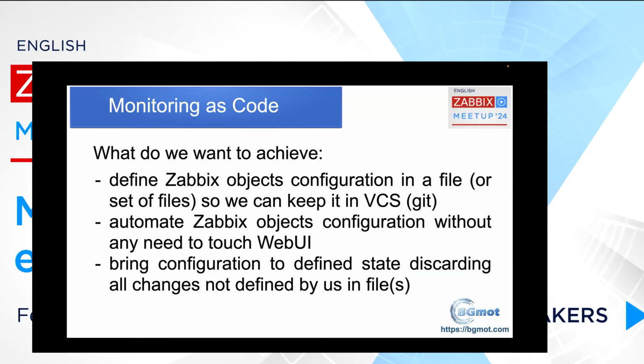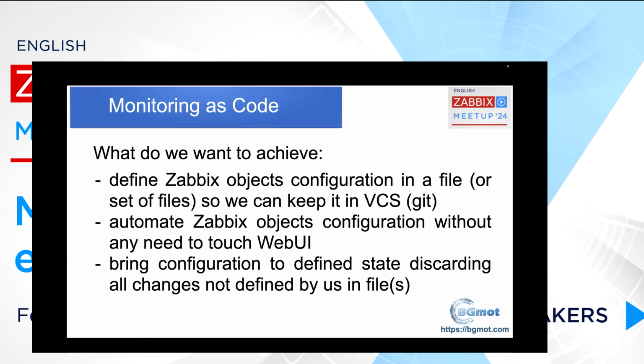What do you want to achieve? I want to define Zabbix objects, object configuration, in a file or set of files, so we can keep all this configuration in a version control system like Git. Then I want to automate this objects creation. By the way, by objects, I mean hosts, templates, triggers, whatever you configure in the Zabbix UI. These are all objects.